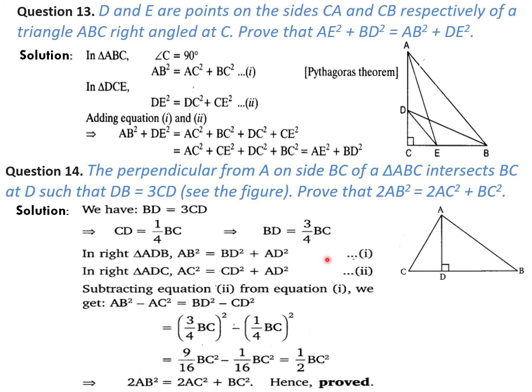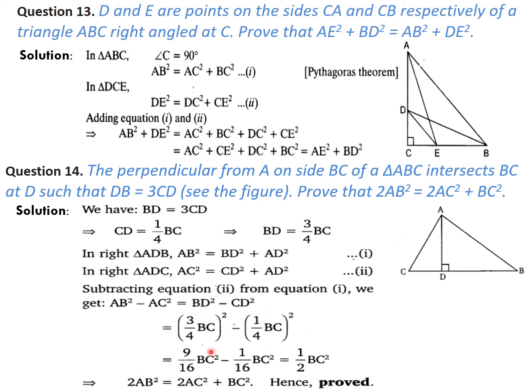Now if you subtract these two equations, we will get AB square minus AC square, that is equals to BD square plus AD square minus CD square minus AD square. Now this AD square gets cancelled out. So since it gets cancelled out, we are left with BD square minus CD square.